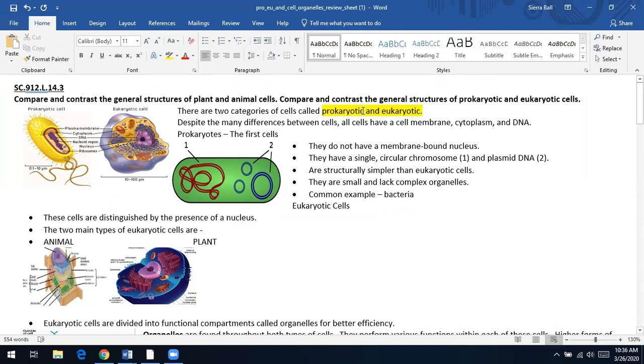So prokaryotes have no nucleus and no, what else? What are the other structures that you see inside of eukaryotic cells? I'll give you a hint. What are all these things on the inside of these cells? What are they called? Organs? Organelles. Organelles, okay. So when we're talking about prokaryotes, we said pro rhymes with no. So we're talking about cells that have no nucleus and no organelles.